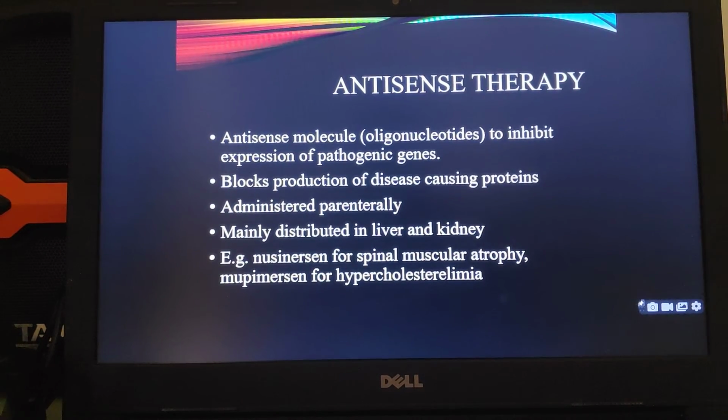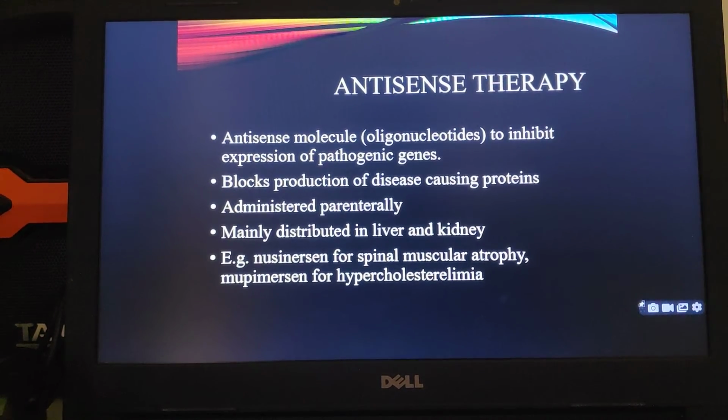Another interesting advanced therapy which has come globally is called antisense therapy, where the antisense molecules, which are essentially oligonucleotides, inhibit the expression of pathogenic genes and thereby block the production of disease-causing proteins. These antisense therapies are given by injections. They are distributed primarily in the liver and kidney. Some of the new products recently launched as antisense therapy are nusinersen for the treatment of spinal muscular atrophy, a very rare disease, and mipomersen for the treatment of hypercholesterolemia.